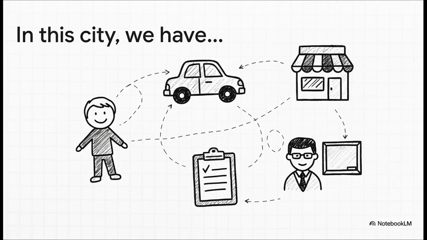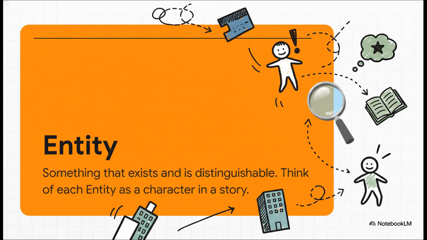So, take a look around our city. What do you see? You see distinct things, right? There are people walking around, cars driving by, shops on every corner. And you can also imagine concepts like orders being placed in those shops or classes being taught by professors. Each one of these unique things is a core building block of our data world. Now, in database lingo, each of these things has a proper name. It's called an entity. An entity is just any unique object or concept that we want to keep track of. And here's the most important part. The best way to think of an entity is as a character in the grand story of our data.